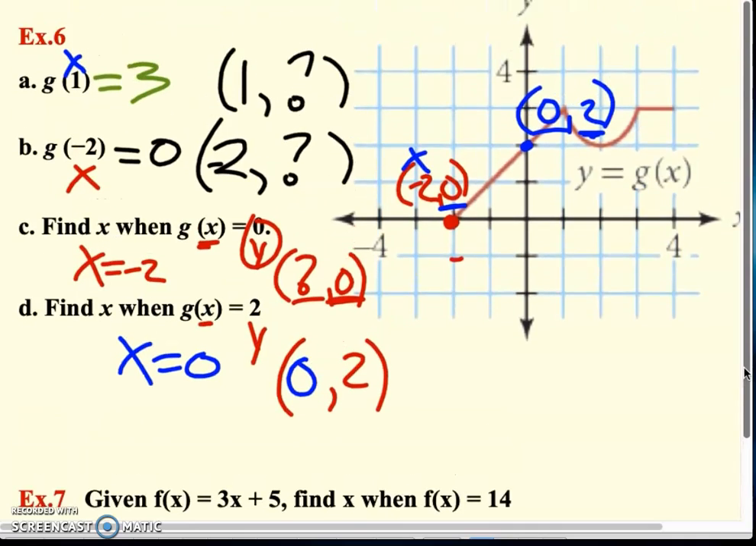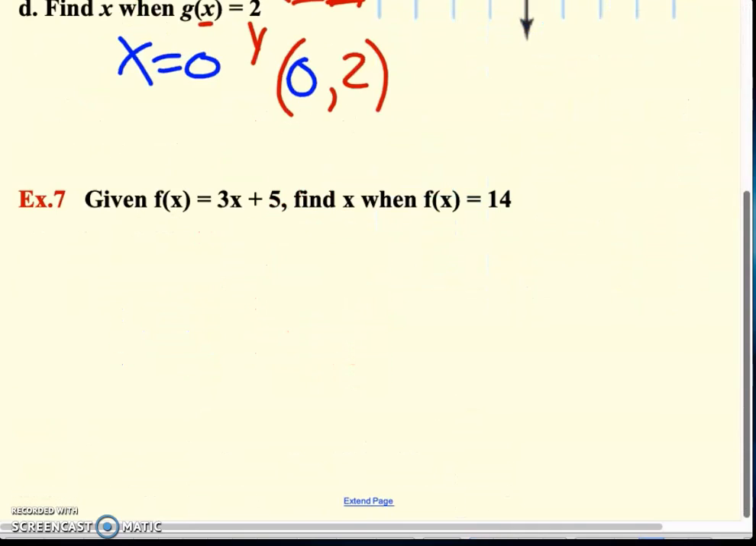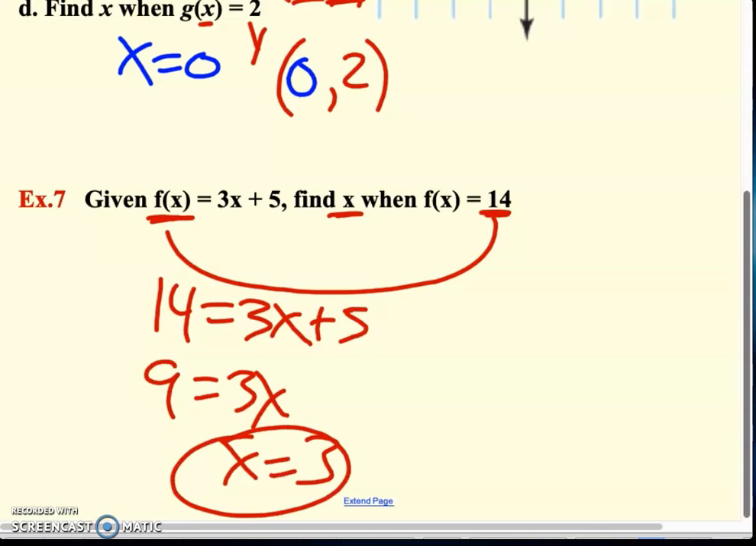Now, I switch away from the graphical idea to say, what if I give you a function and do a similar problem? When f of x is equal to 3x plus 5, find x when f of x is 14. We have done this kind of stuff without the f of x notation. You guys have done it plenty of times. So what I want to do then is sub in 14 and just solve for it.